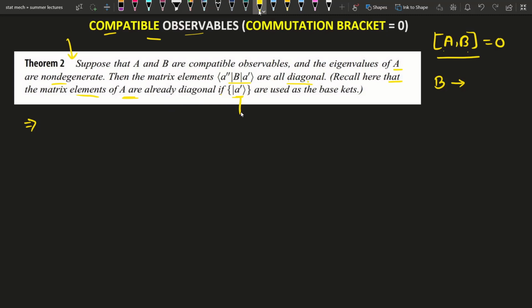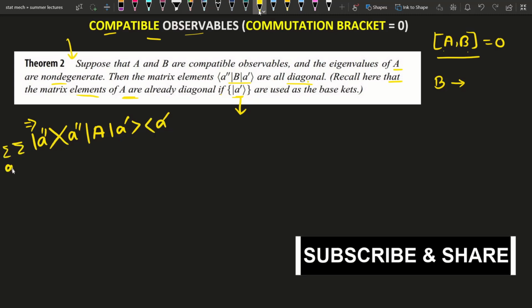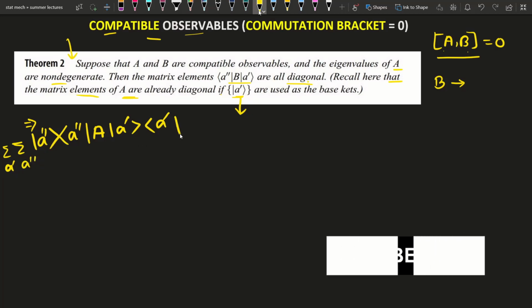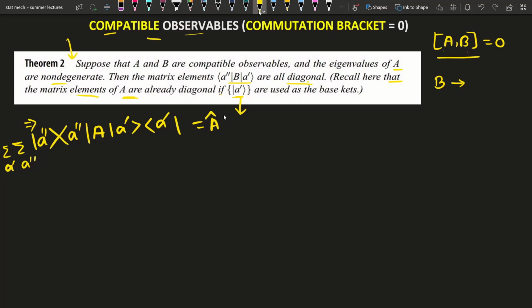Now, what does this statement mean? We know that an operator, we always express with some basis, right? And the matrix elements of the A operator look like this, right? This is the matrix elements. Basically the matrix of operator A can be written like this: A double dash, and there is A. Now use the completeness, a double summation here, one over A dash, one over A double dash. Now this is nothing but our A operator, right?